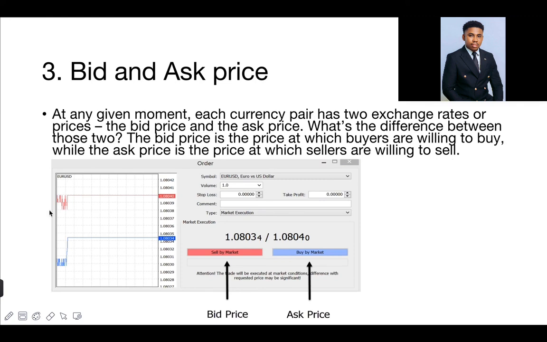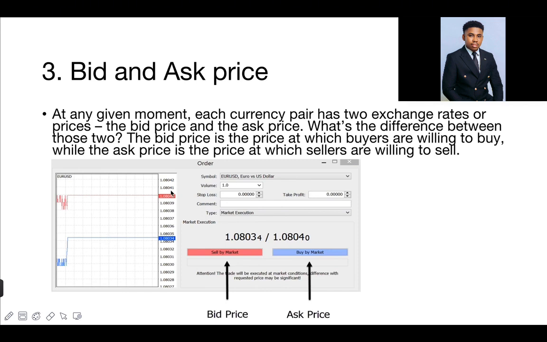This is just a screenshot of the MetaTrader platform on a computer. So if you go to your charts, you'll see two lines on the chart. You understand? When price is moving, they're usually very close to each other. This is a zoomed in chart, so it looks kind of far apart, but they're usually very, very close together.